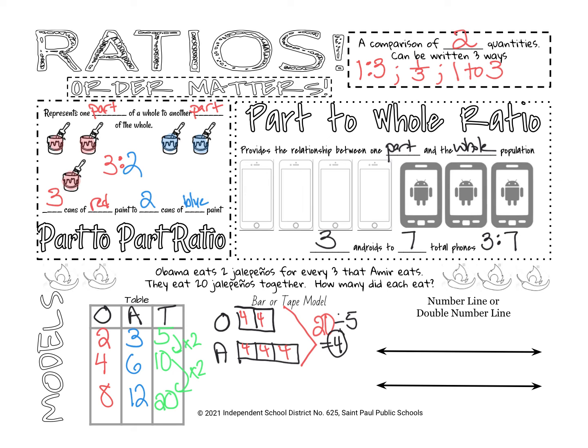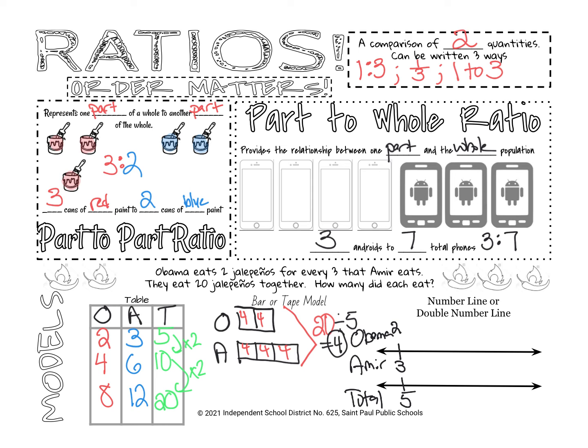Our last example is a number line, or a double number line. A double number line is really nice because it can show those 3 different values like we did in our table. So once again, I'm going to start by labeling. I'm going to have Obama, Amir, and then down here is going to be our total. So our original ratio, this is what's going to be weird about this. On the number line, they're not going to be exactly lined up because I'm going to use the values that I need. Obama ate 2, Amir ate 3, and when that happened, they ate a total of 5 jalapenos.